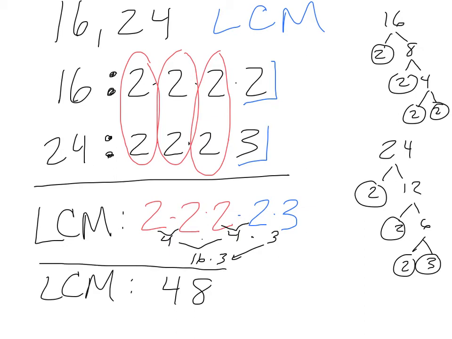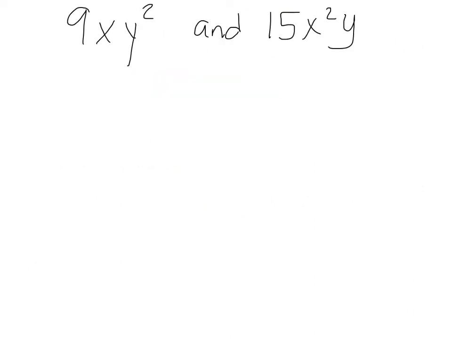Some of you might be thinking this is the long way to do it. And yeah, it kind of is, but it's going to help you when you attack numbers that have variables. Let's try to find the LCM, or least common multiple, between 9xy squared and 15x squared y.